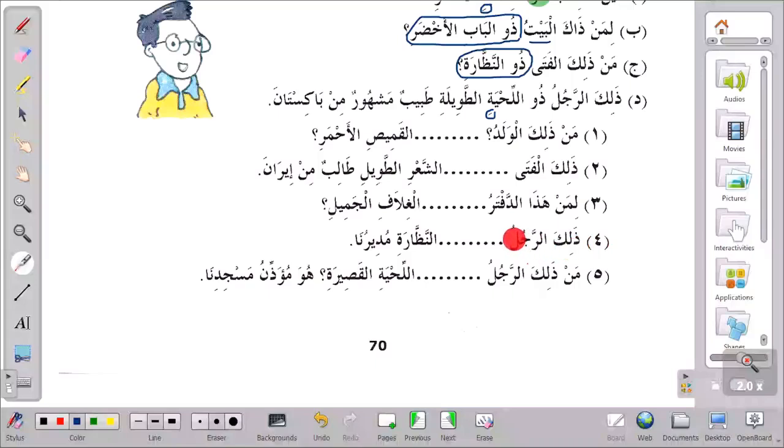ذلك الرجل ذو النظارة, this man with the spectacles. مديرنا is our principal. I hope that is clear. Okay.